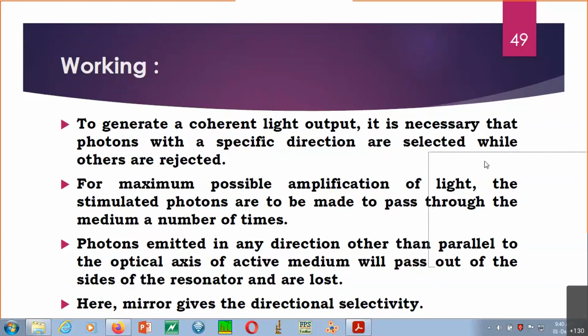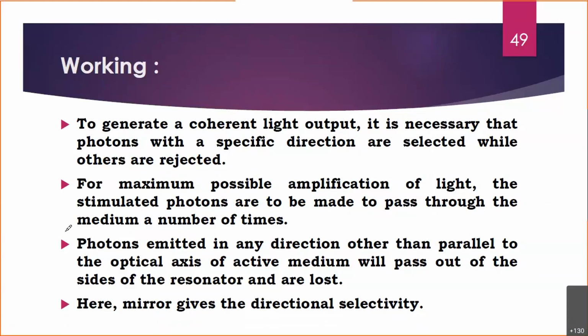The statement 1 is more generalized. In statement 3 over here, photons emitted in any direction other than parallel to the optical axis will pass out of the sides of the resonator and are lost. The mechanism is such that the randomly oriented photons will go out from the resonator, and we don't need to worry about that, because if we keep such photons in the system, then we cannot get the directionality in the laser beam.